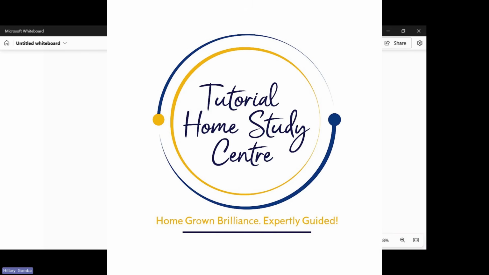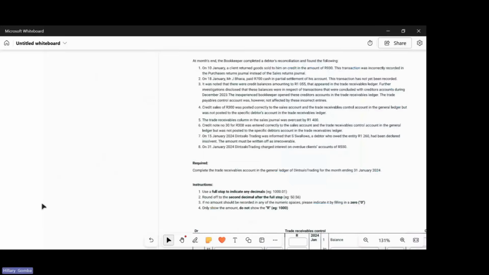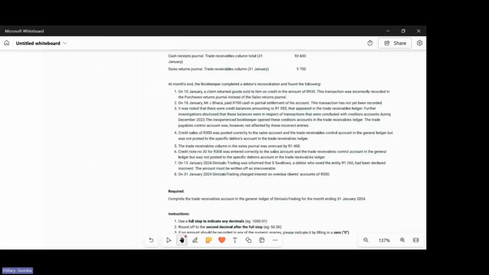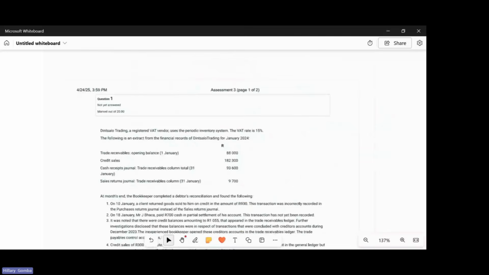I think it should be, let me just quickly check. It's assignment 3 for this year, I think. Yeah, this year, first semester, which was dealing with your trade receivables and so forth. So that's what we'll be going through today.